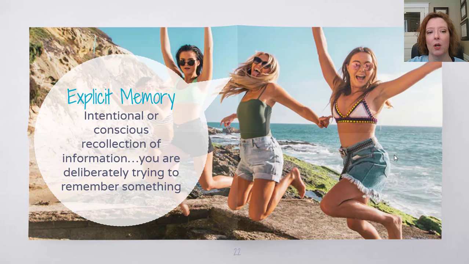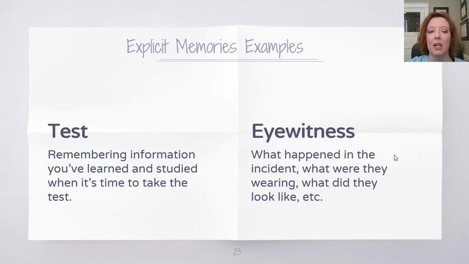An explicit memory is an intentional or conscious recollection of information. You're deliberately trying to remember something, you have to put some actual effort into remembering the information. Examples of explicit memories would be taking a test. You have to remember the information you've learned and studied when it's time to take the test. And an eyewitness account is another example. Whatever happened in the incident, what people were wearing, what did they look like, that's not something that you just implicitly know. It's something that you have to consciously remember so that you are able to give that account.